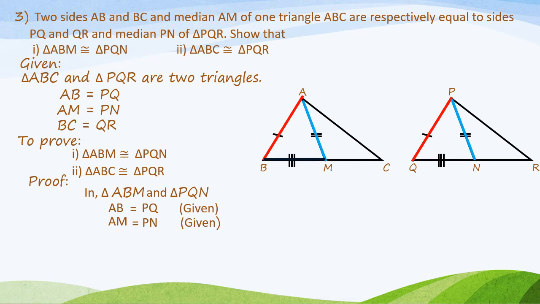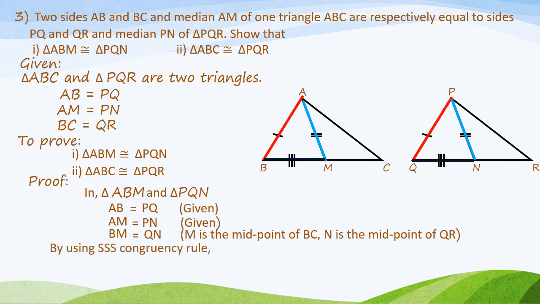And since M is the midpoint of BC and N is the midpoint of QR, we can say that BM is equal to QN. Hence M and N are the midpoints of BC and QR respectively. So by using the SSS congruency rule, we can say that these two triangles are congruent. That is, triangle ABM is congruent to triangle PQN, in which by using CPCT we can say that angle ABM is equal to angle PQN. With this, let us prove that triangle ABC is congruent to triangle PQR.